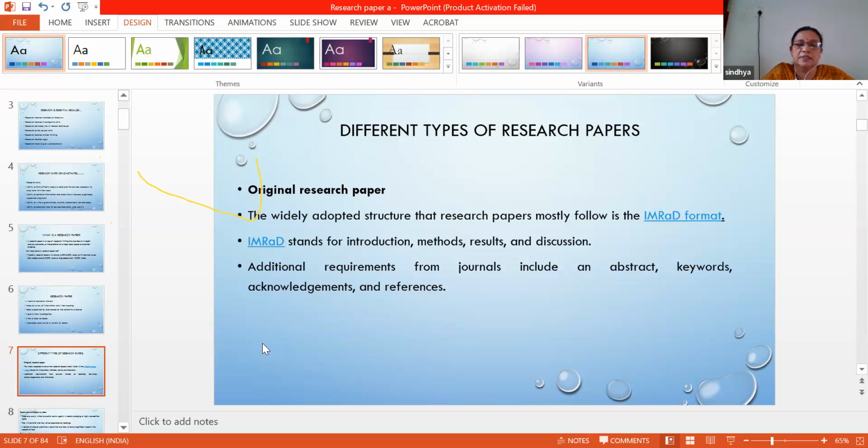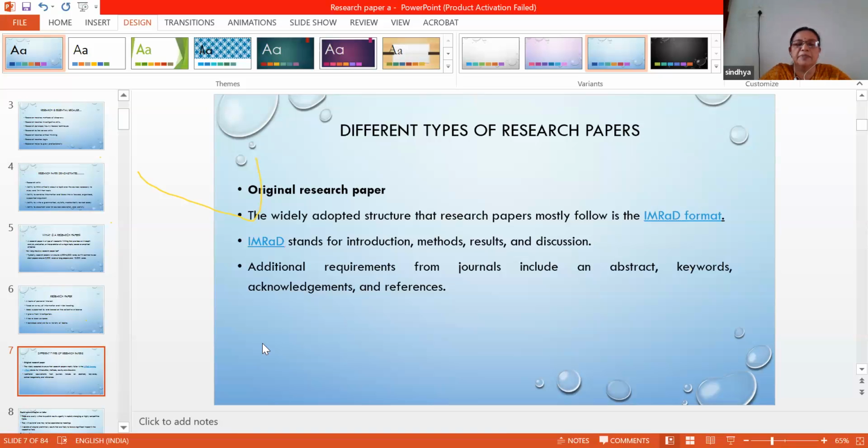IMRAD means there must be an introduction, there must be an explanation of the different methods you have used, and results, what is the result obtained, and the discussion, followed by the discussion of the result: how the result is enriching the academia, improving the knowledge construction, and what is implied out of our research. So this structure is followed in the case of an original research paper.